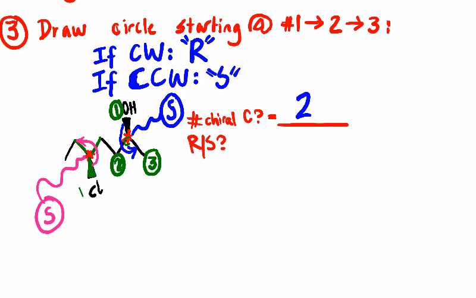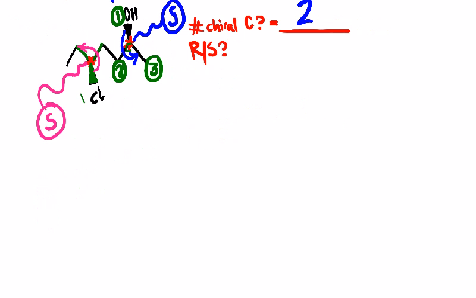And assigning them as R or S, in this case we found that both of them were S, but keep in mind that it could be the case that one of them is R and one of them is S, or both of them are R, whatever. All the possible combinations are at play here.